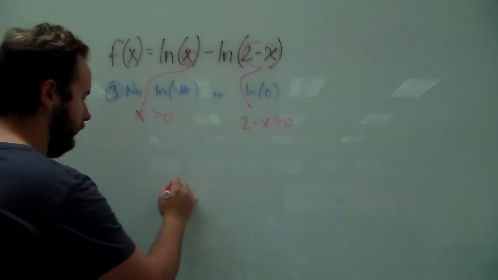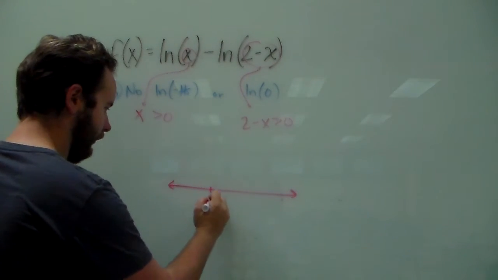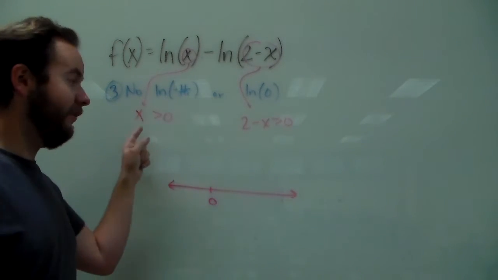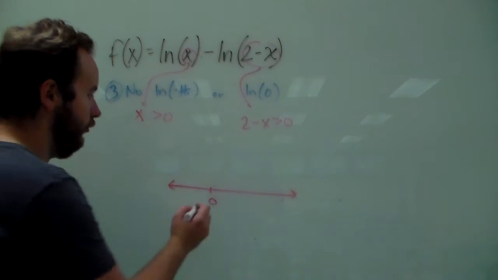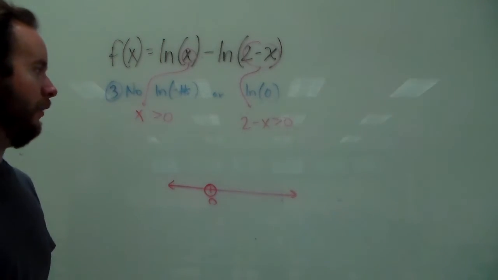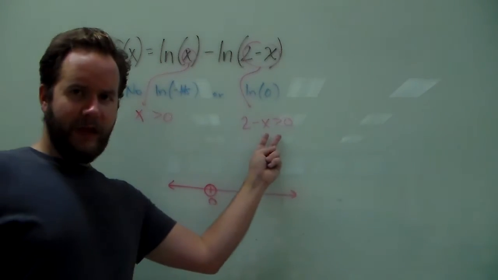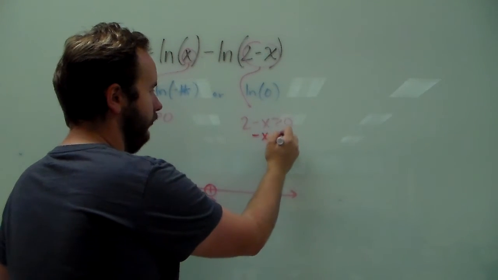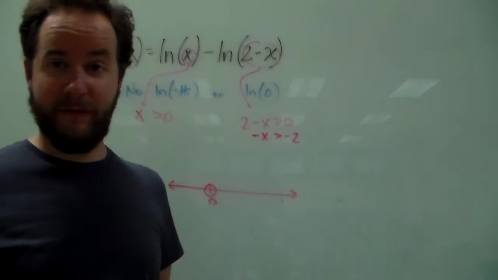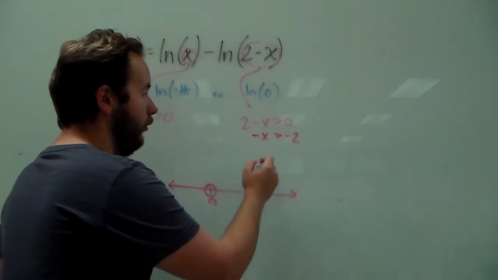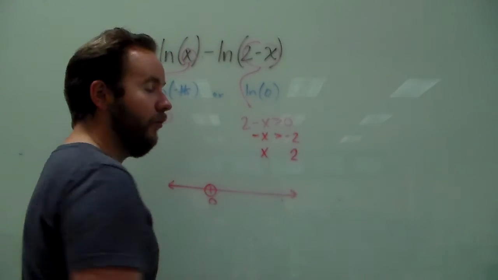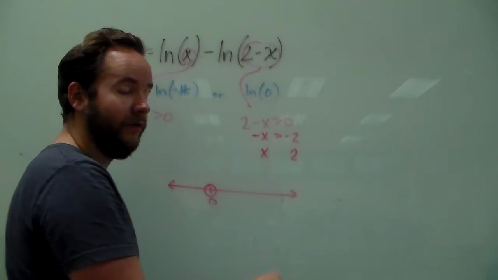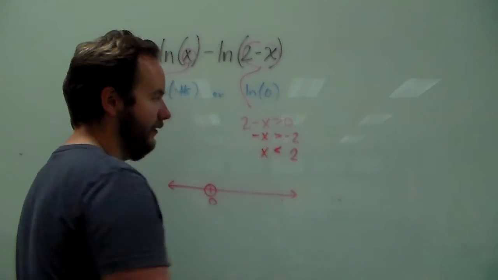So I'm going to draw a number line. Here's 0. Notice it says x is larger than 0, strictly larger than 0. It's not x is greater than or equal to 0, it's strictly larger than 0. So I'm going to put an open circle on 0. I haven't really solved this one yet, so I'm going to go ahead and do that. You can subtract 2 from both sides, and that means you get negative x is greater than negative 2, and then you can multiply or divide both sides by negative 1. Now, a rule of inequality is that, remember, anytime you multiply through or divide through by a negative, you have to flip the inequality. So instead of saying negative x is greater than negative 2, we're now going to say x is less than 2.